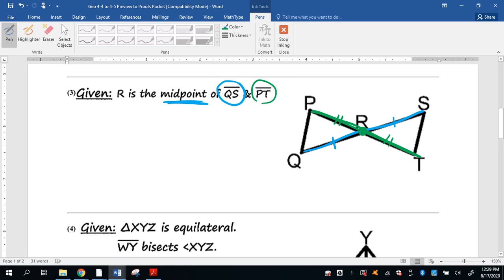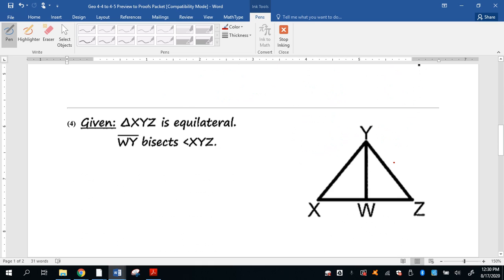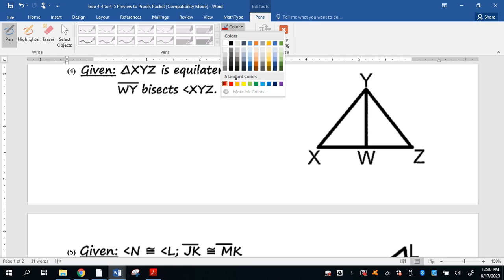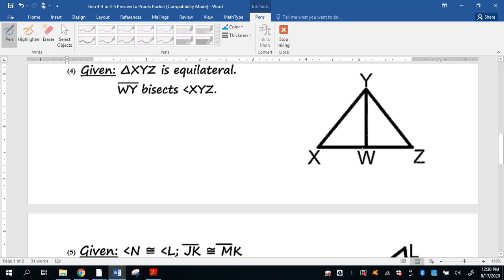You would, in addition, mark the vertical angles are congruent. So by the vertical angle theorem, those two angles PRQ and TRS are congruent. Therefore, the two triangles are congruent by side, angle, side. Okay, so we're not formally proving these, we're just talking about how we would prove them. Number 4, the triangle is equilateral. Well, I want the two little triangles to be congruent to each other, so all I have to mark is definition of equilateral.